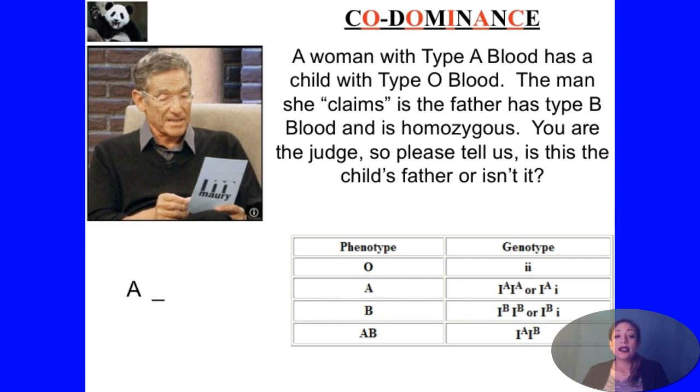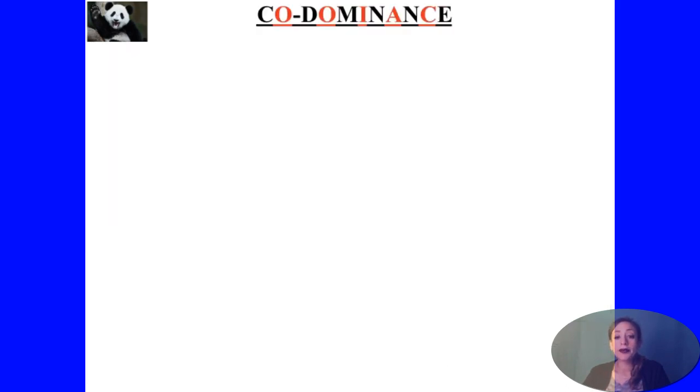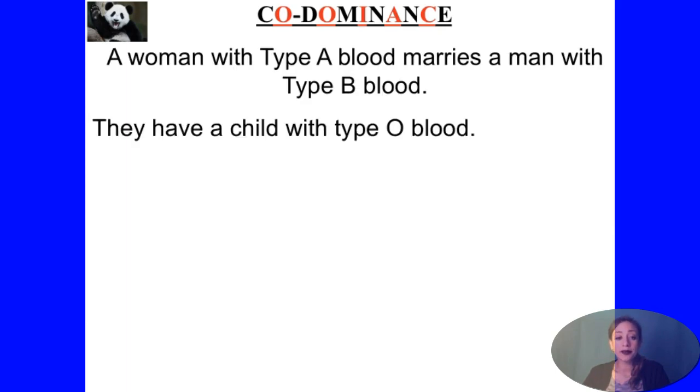Then they tell us that they have a child with type O blood, okay, but the father is type B and he's homozygous. So they do actually tell us what he is. So the father right here is blood type B and he's homozygous. So I know he's going to be right here, this big B. That's going to be the father's genotype. So let's go ahead and finish figuring that out.